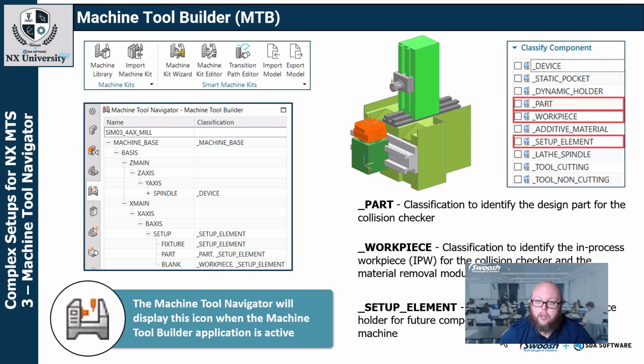These are really going to be pointers to say, I want to inherit my geometry from my CAM operation, from the geometry view, my part, my blank, and my check geometry, into my setup configurator. So my part geometry is going to be paired with my part classification. My blank geometry is going to be paired with my workpiece classification. And my check geometry is going to be tied to the setup element classification.